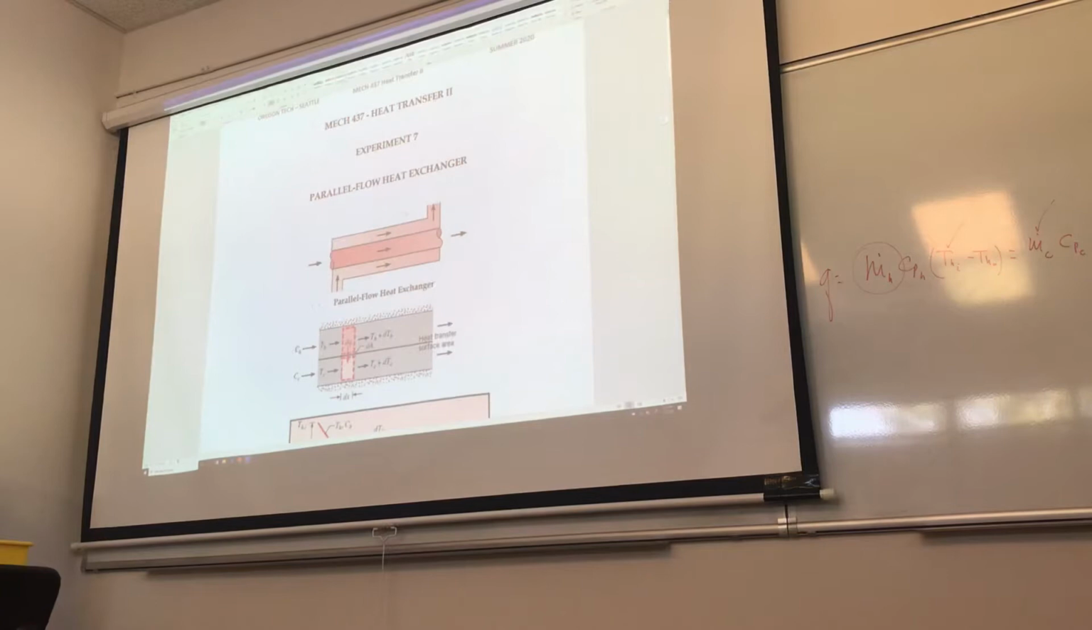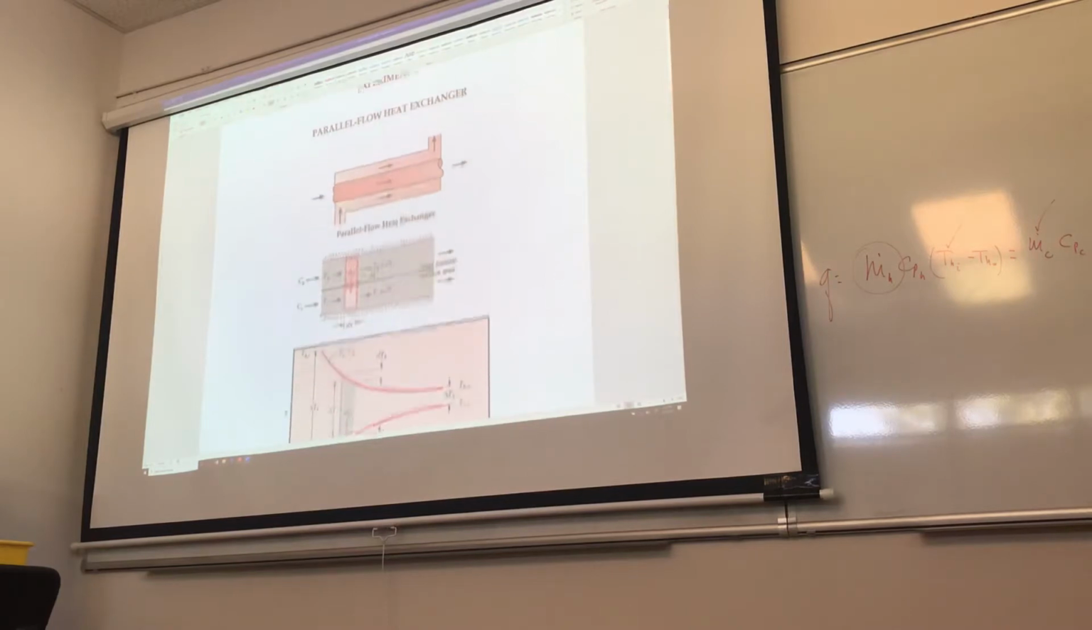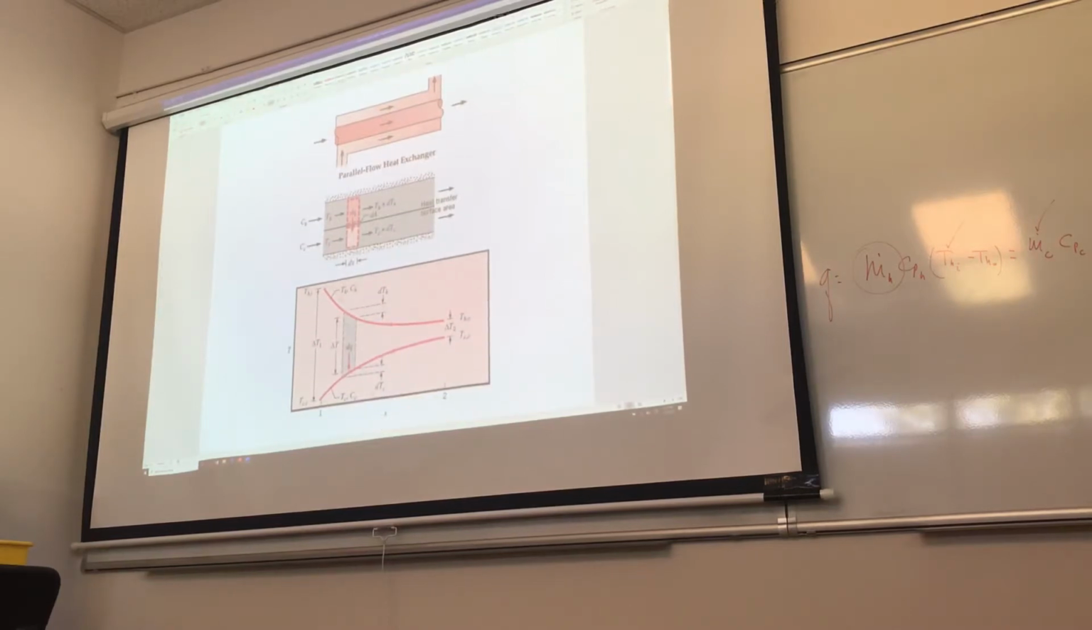So parallel flow heat exchanger means that both fluids are flowing in the same direction. And the temperature changes. The hot fluid temperature goes down and the cold temperature goes up. That's really what happens, right? And then we said that usually most of the heat transfer occurs right there in the beginning, and as you go in the streamwise direction, the heat transfer becomes less, okay?